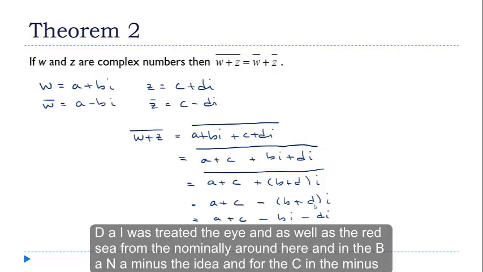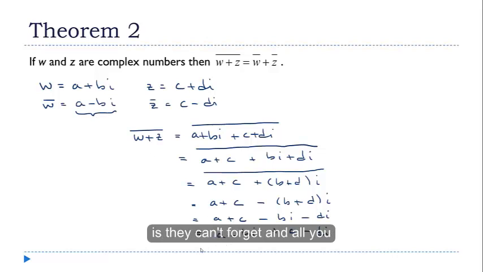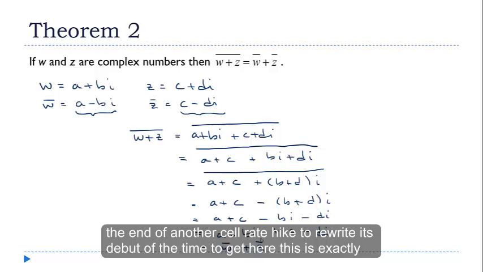I just got rid of the parentheses completely. Now I'm going to rearrange again. I'm going to put the A and the minus BI together, and I'm going to put the C and the minus DI together. And look at that. Now I'm home free. A minus BI is the conjugate of W, and C minus DI is the conjugate of Z. And that's what I wanted to show.